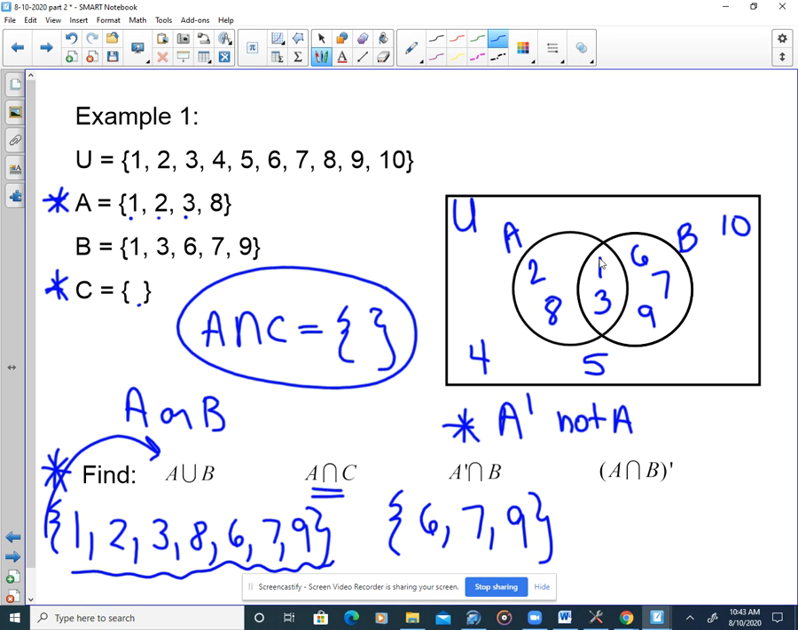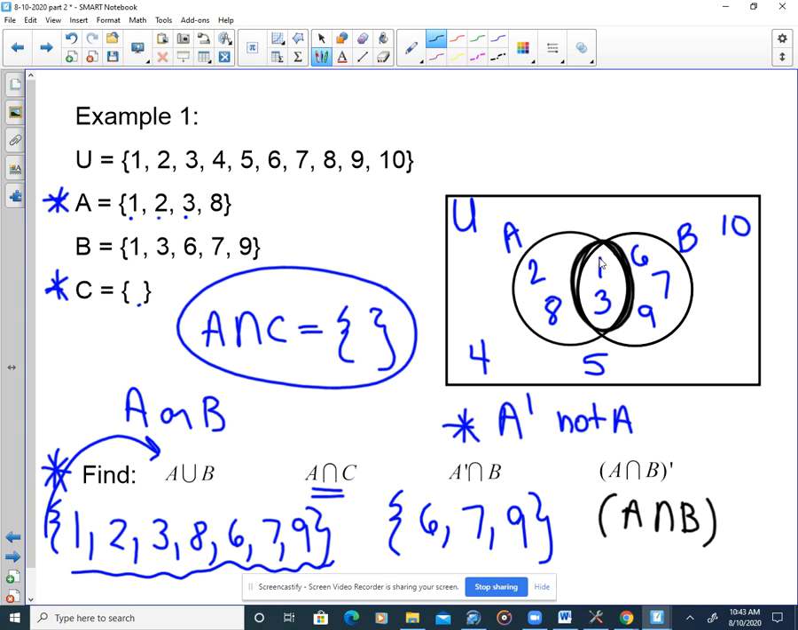All right, one last example. Let's do this last one. Notice this little mark is outside the parentheses. So what you got to find first is A intersect with B. Let's do that first. What's A intersect B? What elements are in both A and B? Well, look at your Venn diagram. What's in both A and B? 1 and 3. 1 and 3 is A intersect B.